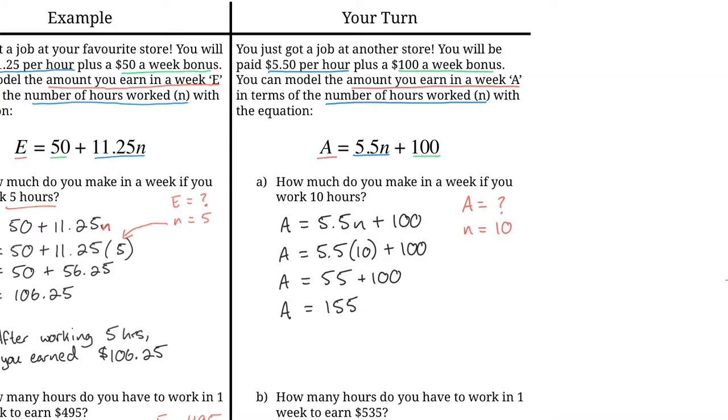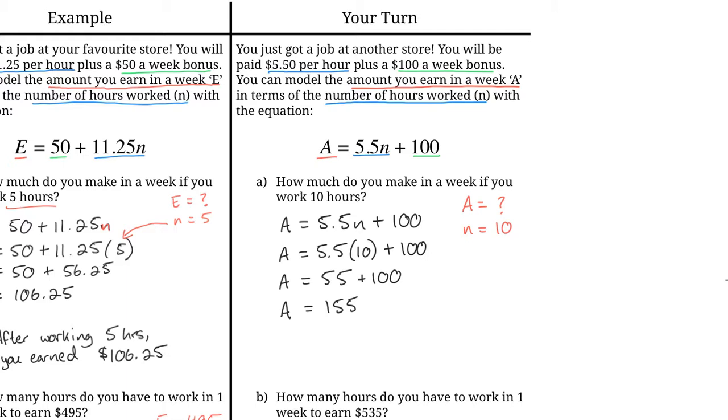So here's my answer. Part A asks, how much do you make in a week if you work 10 hours? So since you work 10 hours, that means that n is equal to 10. So I replaced n with 10 in my equation. The most common mistake I find is that students will write 10 just beside the variable n. But n is equal to 10. You worked 10 hours. So instead of writing n in the equation, you need to substitute in 10. You need to replace n with 10. And then you need to solve the equation.